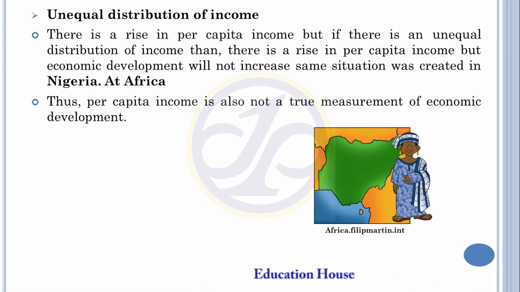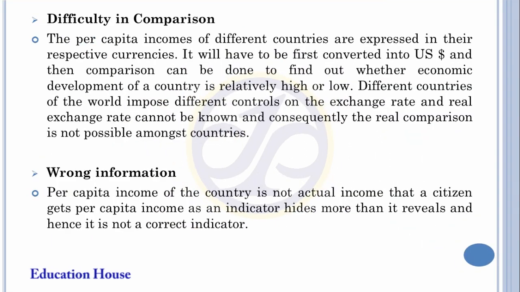As a simple example, if 100 rupees of income is divided between 10 people, then per capita income becomes 10 rupees. But if one person holds 90 rupees and the other 9 people hold only 10 rupees, then it shows unequal distribution of income. So that's why per capita income becomes not a true measurement.